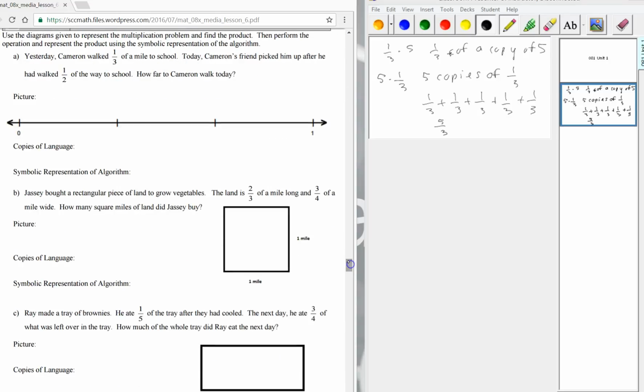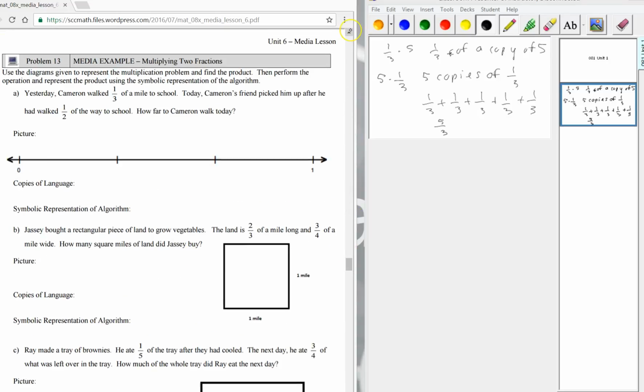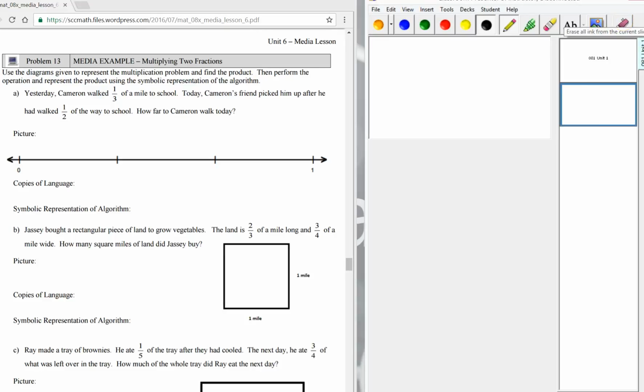Now we have multiplying 2 fractions. Okay, so in most of these examples, if not all, it's a part of a part, meaning that we have a proper fraction of a proper fraction. Okay, this is a really great way to start this idea and have them think about it. So Cameron walked 1/3 of a mile to school. So here this represents 1 mile. It's cut into thirds. Today, Cameron's friend picked him up after he had walked halfway to the school. So we're finding 1/2 of 1/3.